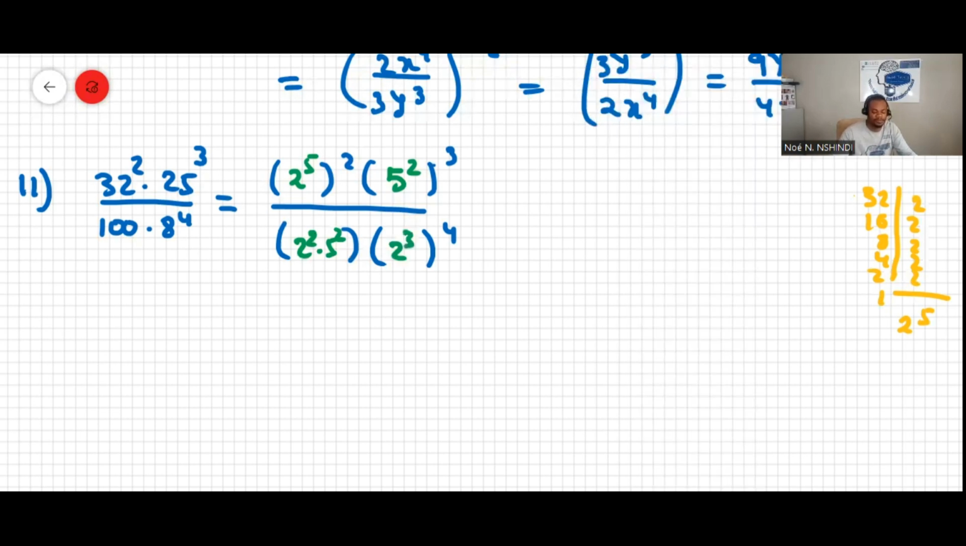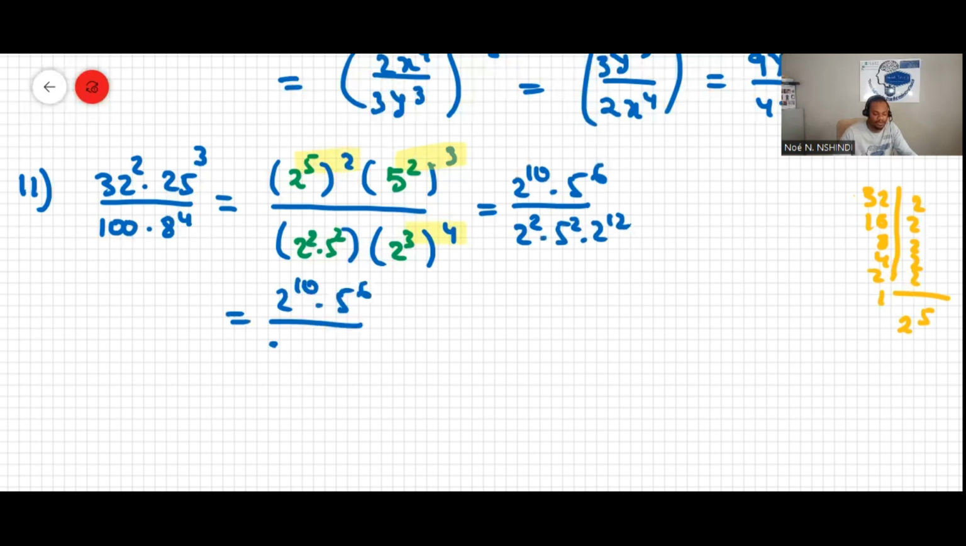Then we can simplify this with the exponents. Here also with the exponents. There it will be 2 to the 10 multiplied by 5 to the 6 all over 2 to the 2 multiplied by 5 squared multiplied by 2 to the 12. Then this makes what? 2 to the 10 multiplied by 5 to the 6 all over 2 to the 14 multiplied by 5 squared. We can simplify this. Look at the denominator, the exponent is 14, there it's 10. So we can do 14 minus 10, which is 4.